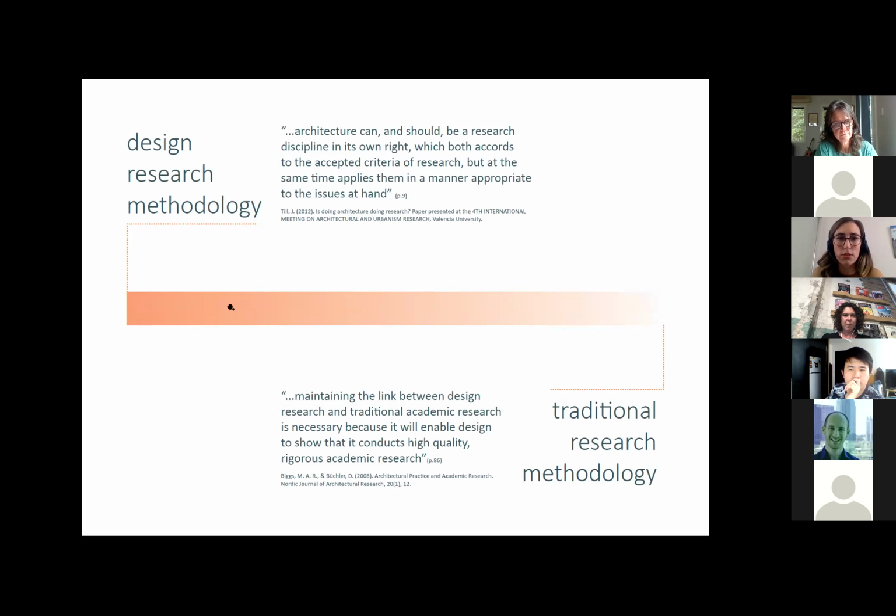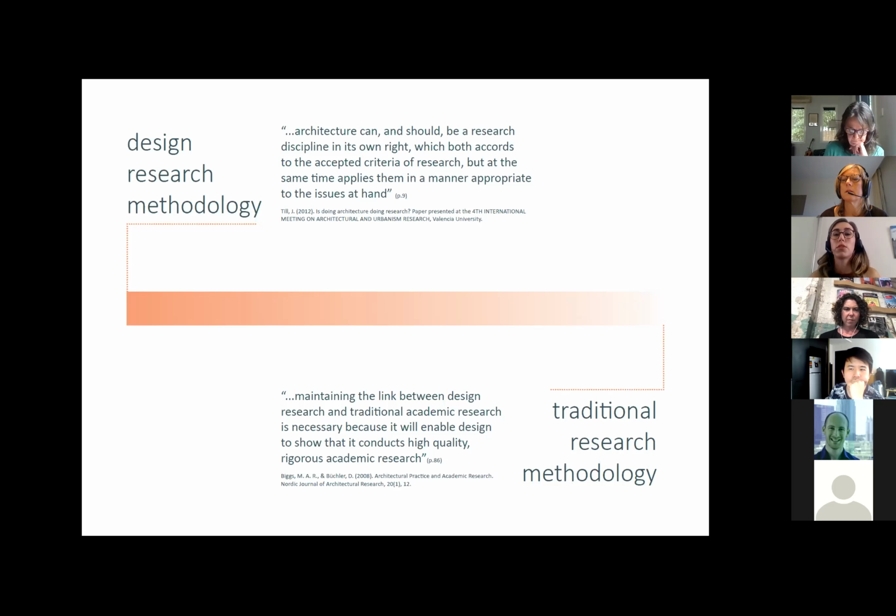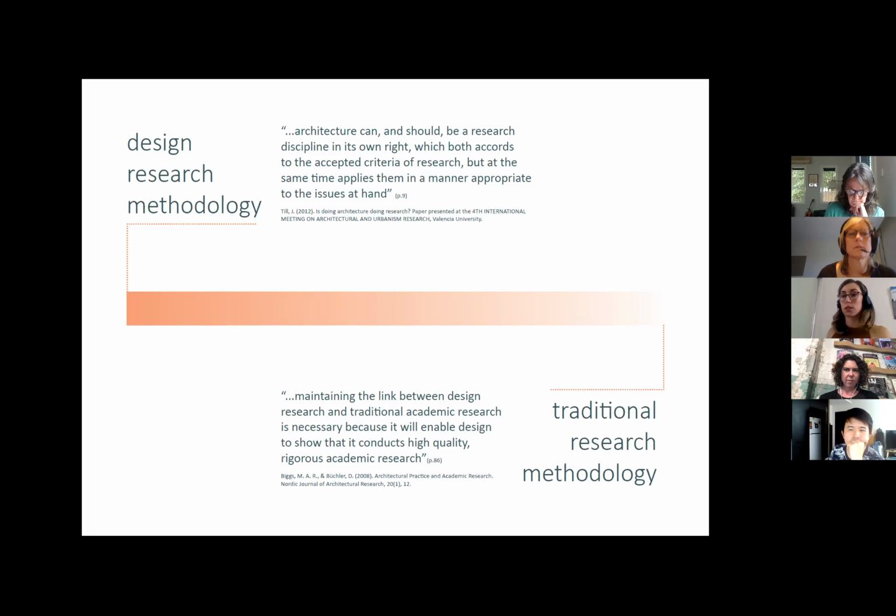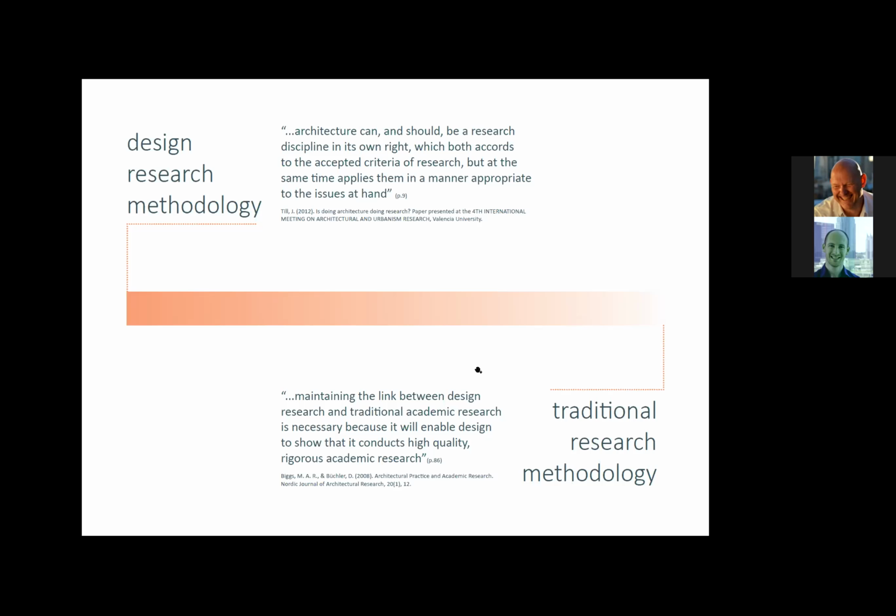So I've got some interesting quotes here from various proponents. Jeremy Till has written quite a lot on research in practice, and he says, architecture can and should be a research discipline in its own right, which both accords to the accepted criteria of research, but at the same time applies them in a manner appropriate to the issues at hand. That supports the idea that there are methodologies specific to the architectural discipline, as opposed to shared methodologies across various disciplines.